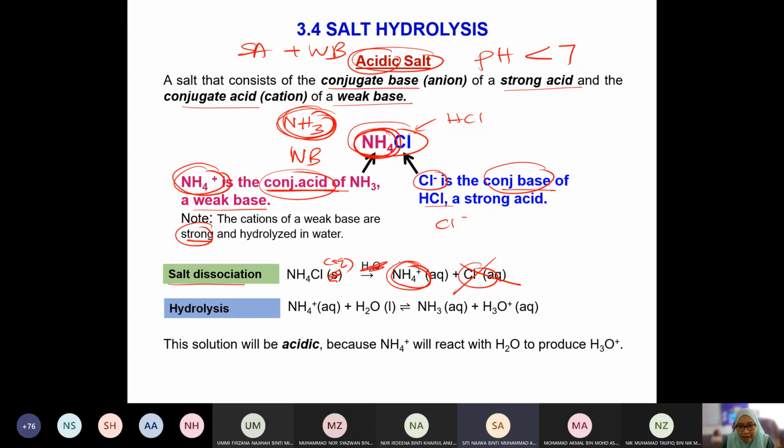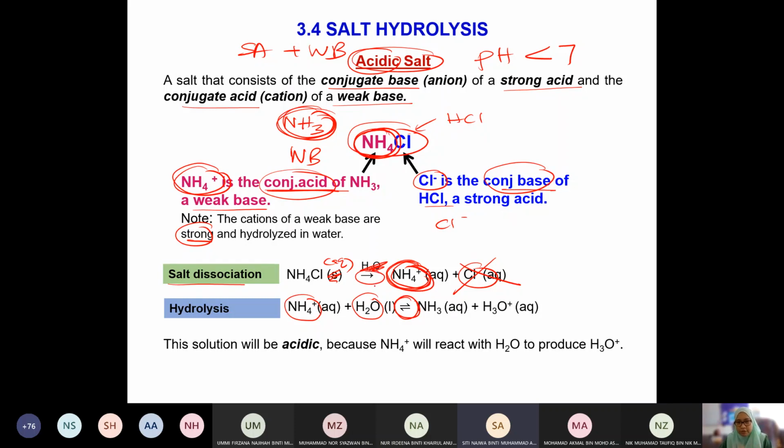NH4 plus will react. That's why you have to carry forward this ion. When the NH4 plus reacts with water, this is what we call hydrolysis. Up here is called salt dissociation. You have to have the reversible equation here.